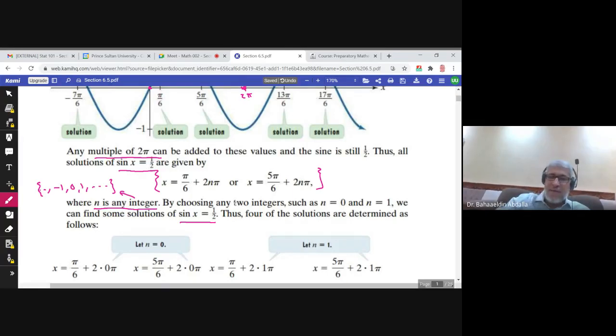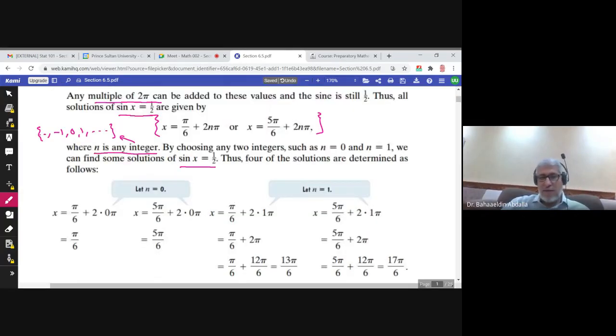How can you find some of these solutions? You replace n by any integer you like. For example, if you put n equals 0, then this would be 0, and you will have the answer pi over 6. So pi over 6 is a solution. If you use your calculator, find sine pi over 6, it would be half. You can put 0 also in the other equation, so you will get 5 pi over 6. This is also a solution.